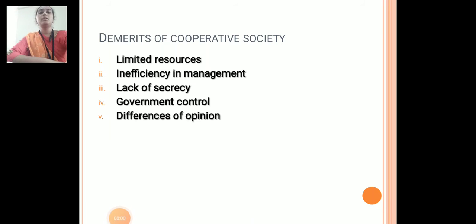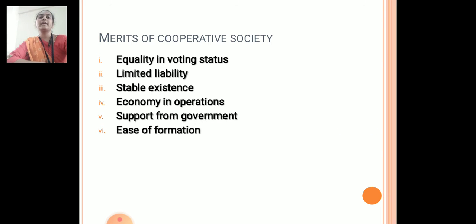Everyone, today I'll be explaining all the demerits of cooperative society. As I have already explained the merits of cooperative society, that it gives us equality in voting status, it has limited liability, that is, it is limited to the extent of the capital contributed by the members in the society, it has a stable existence, there is no effect of any member's death or lunacy or insolvency.